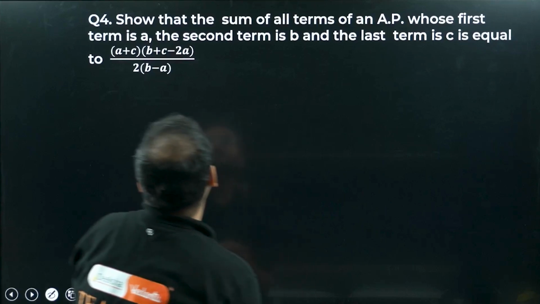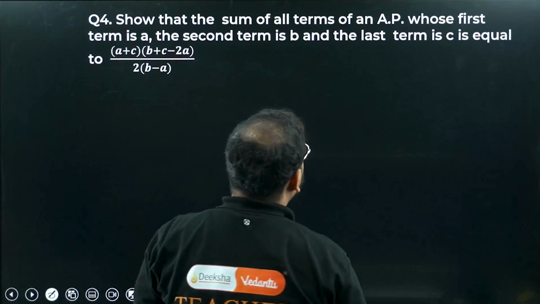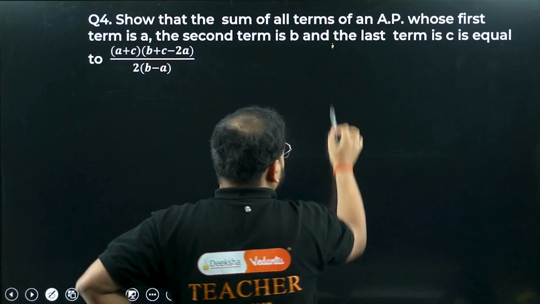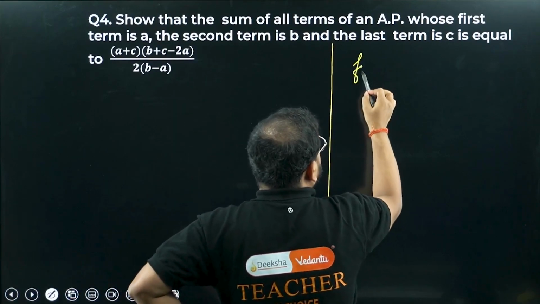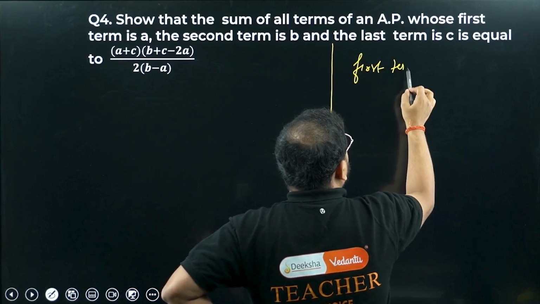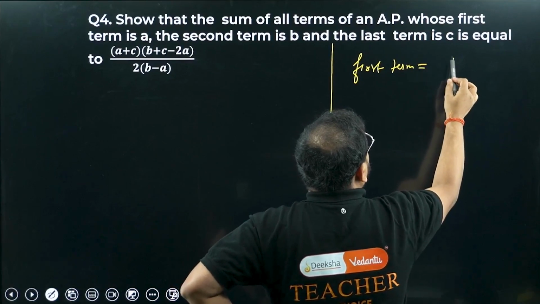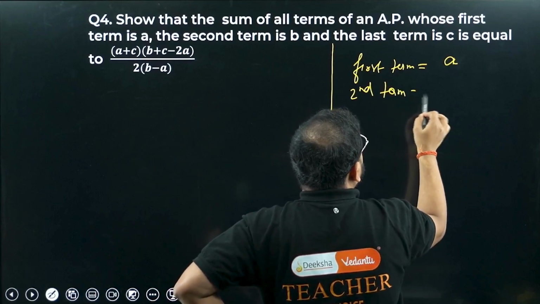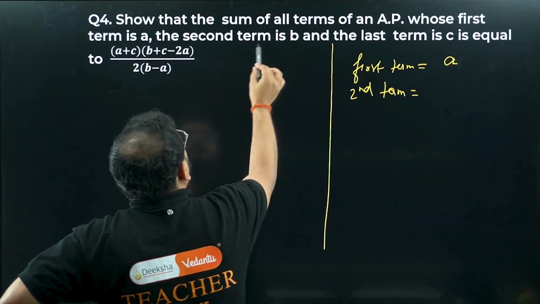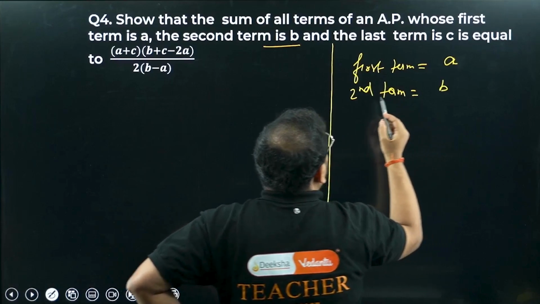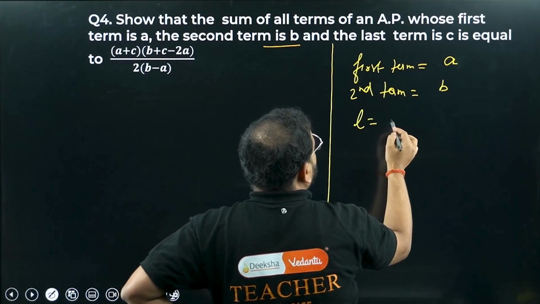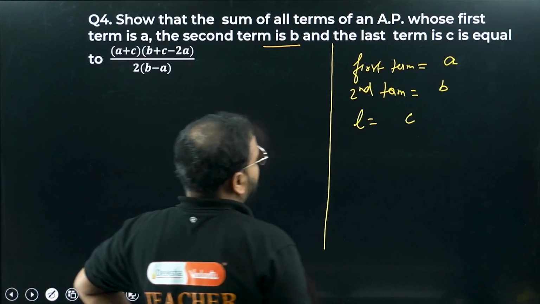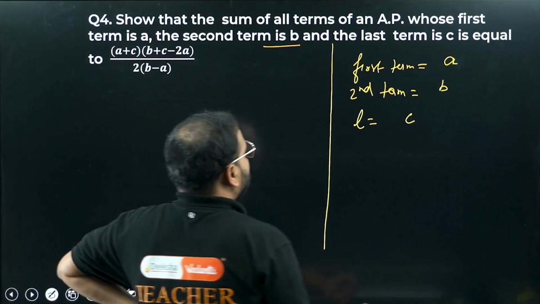Okay, let's go. Find the sum of all terms of an AP whose first term is A, the second term is B, and the last term is C. Let's write it down. First term is A. Second term is B. And last term, L, is C. There is no common difference given, right? So we have to find what?